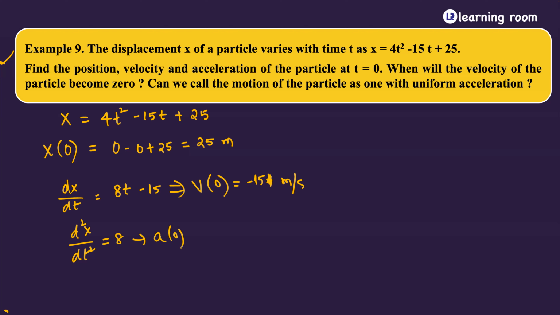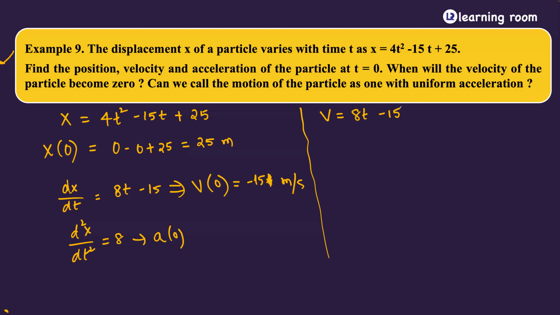Am I clear with this? Okay. Now, the next part of the question is, when will the velocity of the particle become 0? So initially, if you see, the velocity is minus 15. They're asking, when is there a possibility for the object to have 0 velocity? So for that, I know the expression for velocity as 8t minus 15.